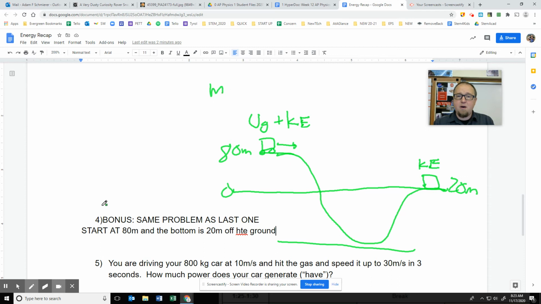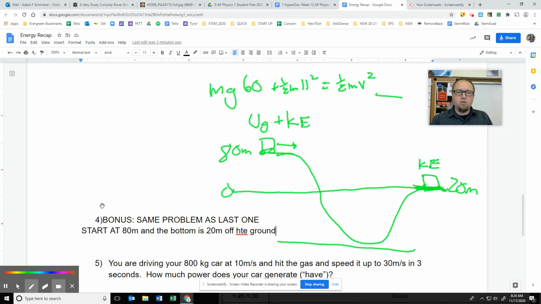So I would say mg, and I don't use the total height, I only use the height that it changes, 60, plus 1/2 m 11 squared. So in this problem, if I start at 80, I go all the way down to the ground, but I come back to 20, I can still use 60. Then I'll just set that equal to 1/2 mv squared plus no gravitational, because I would just be saying, hey, that's the bottom.